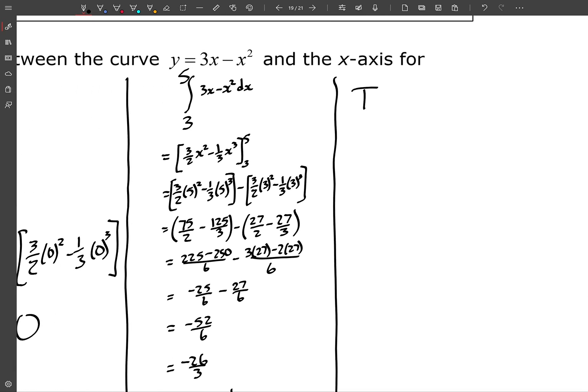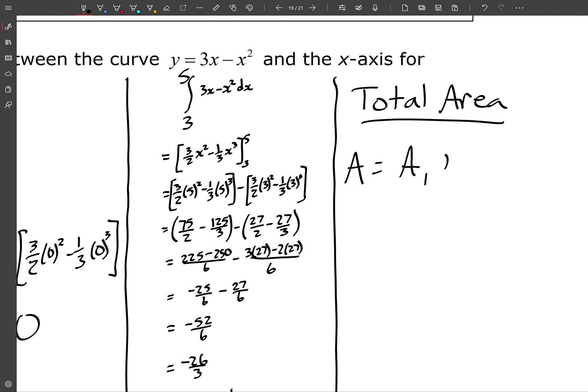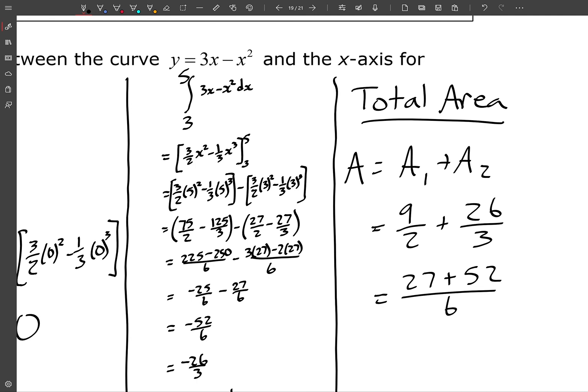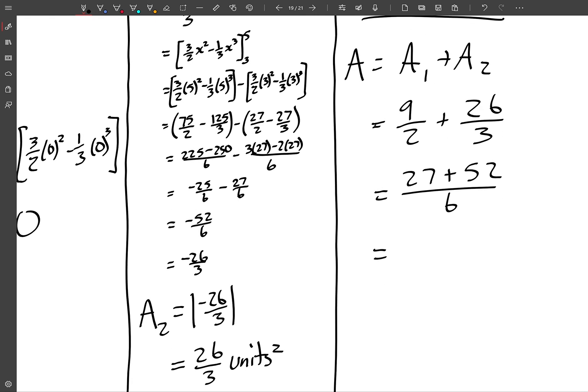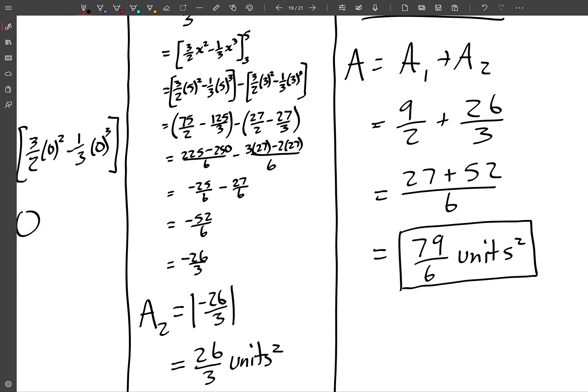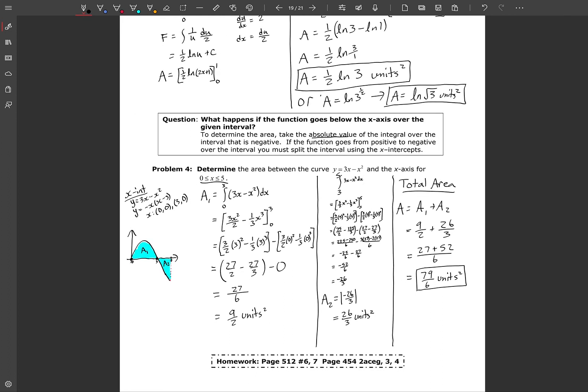Areas aren't negative. All right, so our total area comes to A is equal to A1 plus A2, which is 9/2 plus 26 over 3, which is 27 plus 52 all over 6, or a final answer of 79 over 6 square units. Boom. And that's it. That is how you take the areas under curves using integrals.